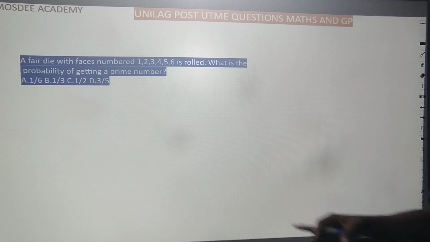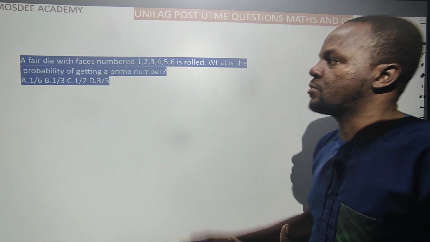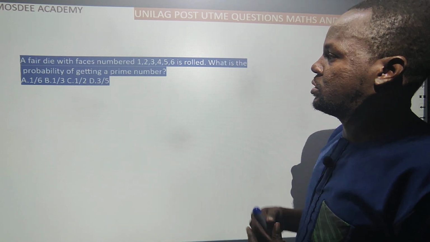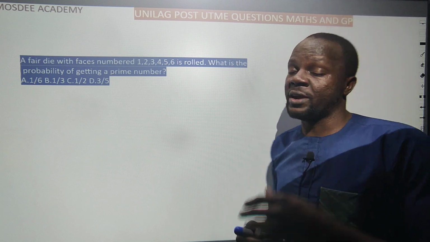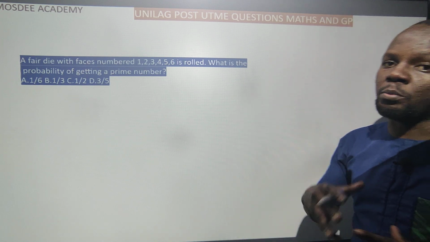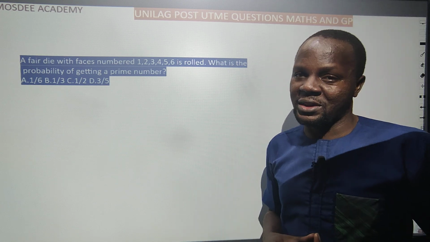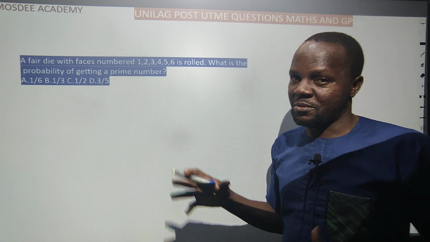The next question says, a fair die with faces numbered 1 through 6 is rolled. What is the probability of getting a prime number? This is also one of the most important questions you could expect from Unilag Post UTME. So, talking about probability.